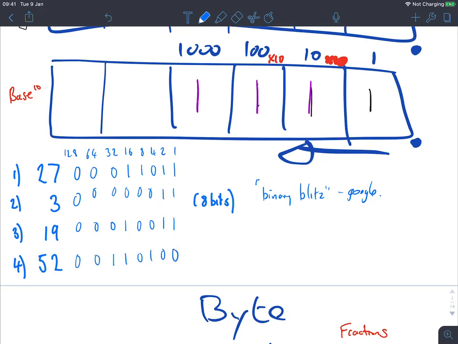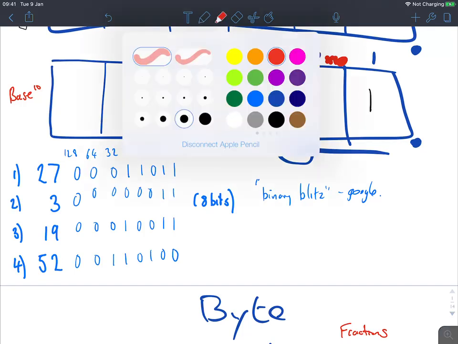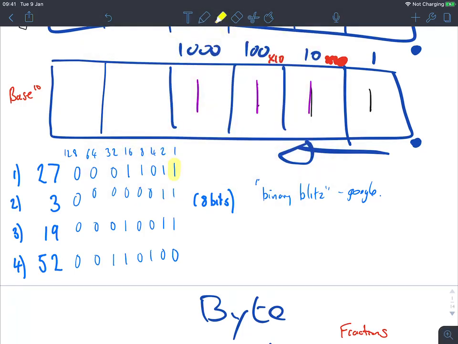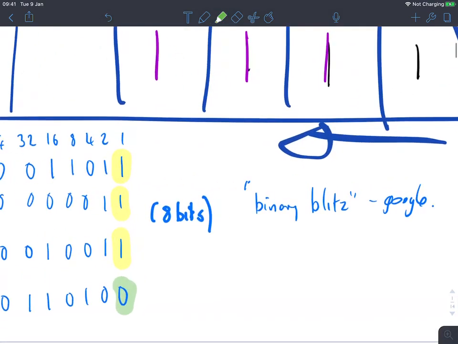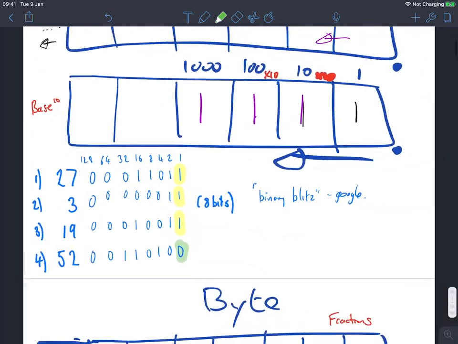The other thing you can notice, as another way to verify that you're correct, is that if it's an odd number, it will have a 1 here, of course. If it's an even number like 52, the final number, as I've illustrated here, should be 0. So just look out for that as well.